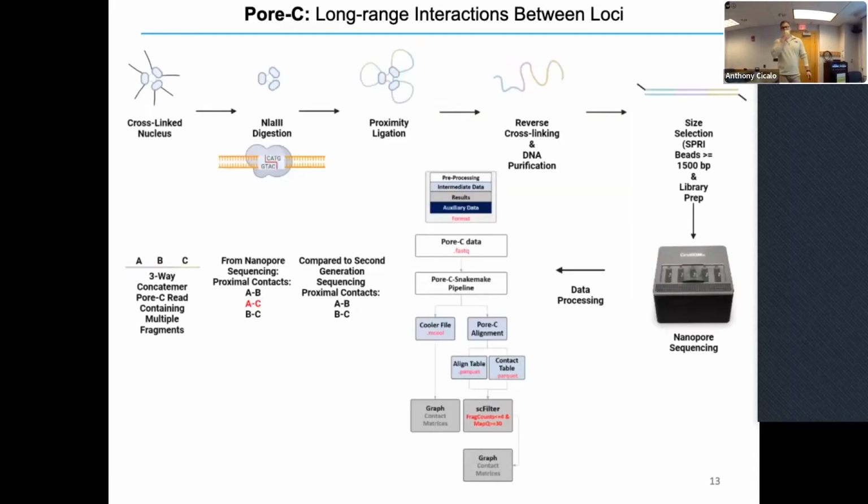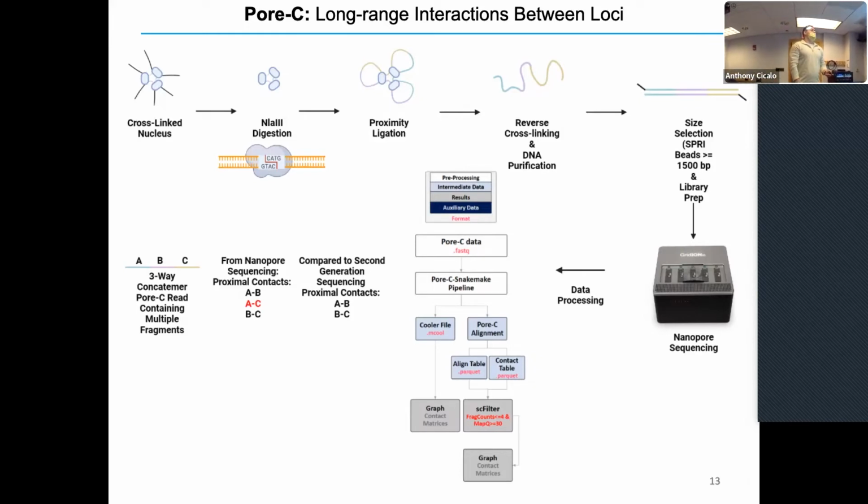So this is the workflow of the 4C. These first 4 steps, cross-linking, restriction enzyme digestion, proximity ligation, and reverse cross-linking, these are all typical of any Hi-C or 4C experiment. Where it differs from a typical Hi-C experiment is right here. With 4C, you're size selecting for long fragments. You want fragments that are greater than or equal to at least 1,500 base pairs. And you're also using nanopore specific adapter sequences, which allow that sequence to attach to the nanopore and traverse through the nanopore so that it can be read.